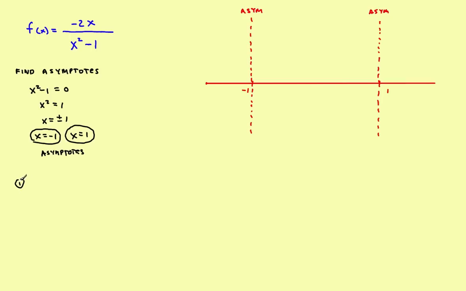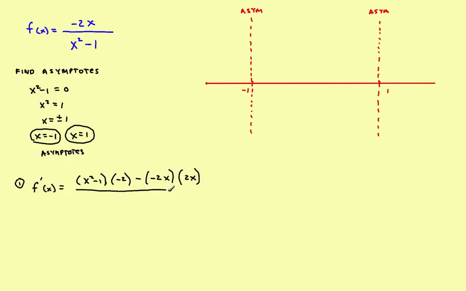So step number 1, you want to find f prime. So you want to find the first derivative. But to do that, you have to use the quotient rule. So let's go ahead and run through this. So the quotient rule says that it's the denominator times the derivative of the numerator. So the derivative of the numerator would be minus 2. Then minus the numerator, the original numerator, times the derivative of the denominator, which would be 2x, and then the whole thing divided by the denominator squared.